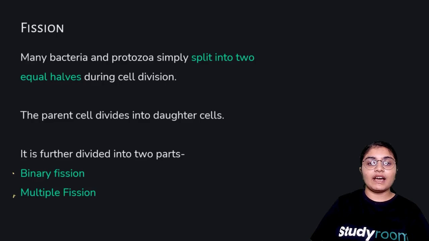Many bacteria and protozoa simply split into two equal halves during cell division, and the parent cell divides into daughter cells. It is further divided into two parts, that is binary fission and multiple fission. So you can see here that if one cell divides into many different cells, or it splits into two equal halves, then it is called fission. And this fission happens in many bacteria and protozoa.